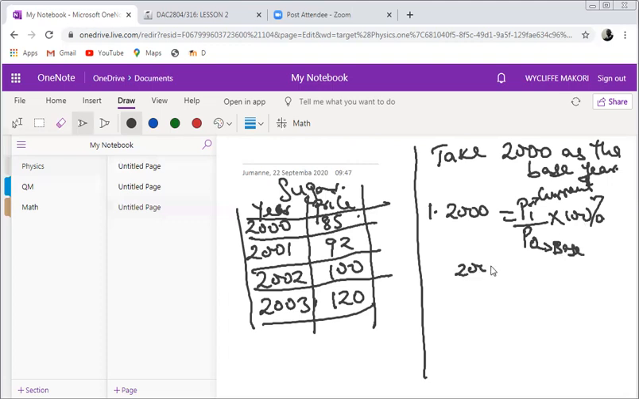So for the year 2000, it is going to be 85 over 85 times 100%. Note this, because we are talking about the year 2000, the price for the year 2000 is 85, and the price for the base year is the same, the price of the same year. So 85 is the price for 2000, and 85 is our base year price. Then we multiply by 100%, and you are going to find it to be 100%.